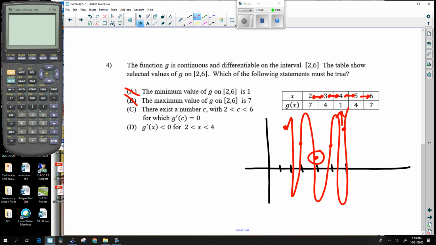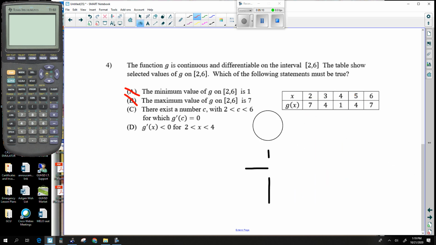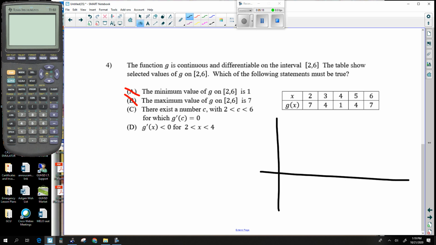There exists a number c within 2 to 6 for which the derivative at c is equal to 0. All right, so that's going to be true. That's like Rolle's theorem right there. What this is saying is that at 2 this is at 7, and at 6 this is at 7. So the slope, the average rate of change, is equal to 0.